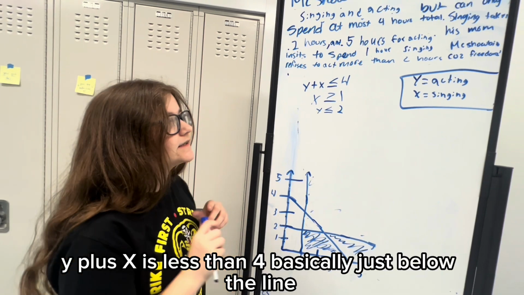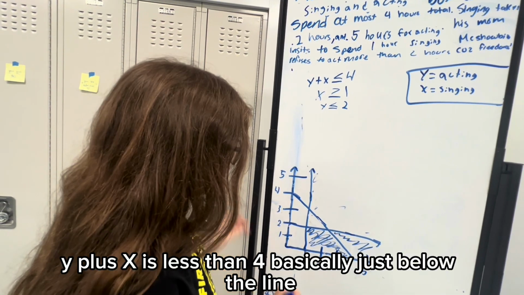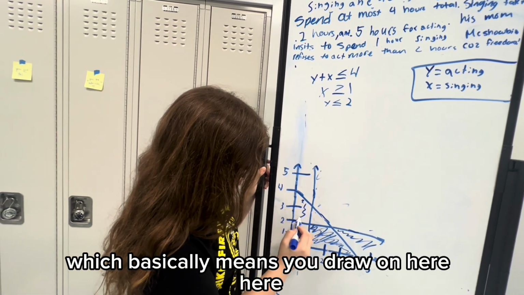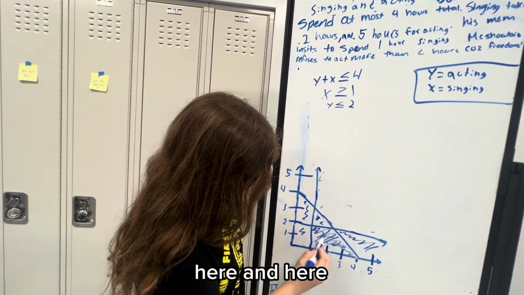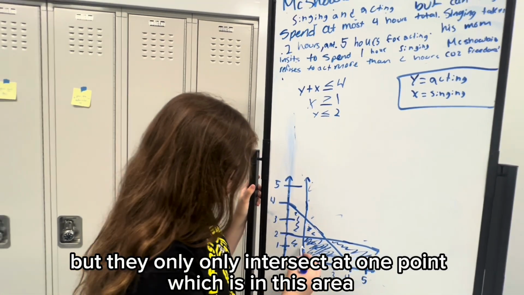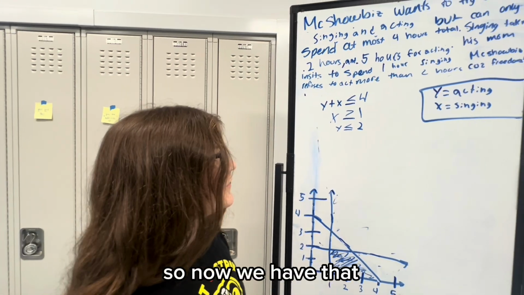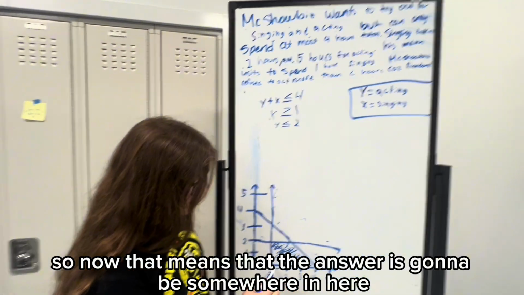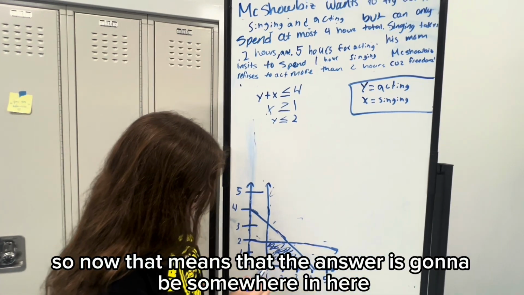Now, we'll find one of the most important ones. Y plus x is less than or equal to 4. Basically, just below the line, which basically just means drawn here, here, here, and here. But they only intersect at one point, which is in this area. So now we have that. So now that means that the answer is going to be somewhere in here.